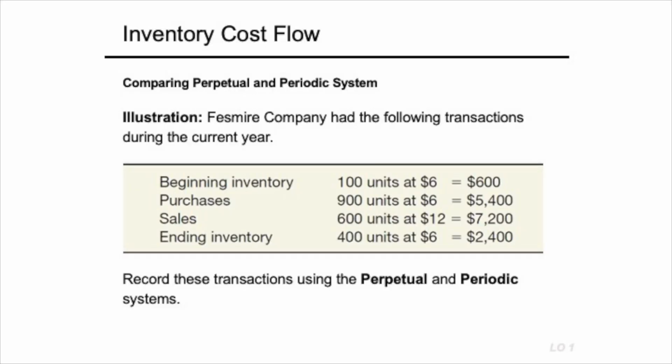Okay, to compare the perpetual and the periodic inventory systems, we're going to walk through this example. In this case, the company has beginning inventory valued at $600.